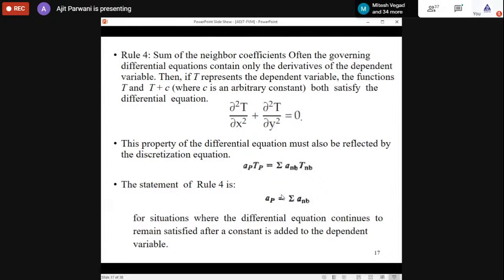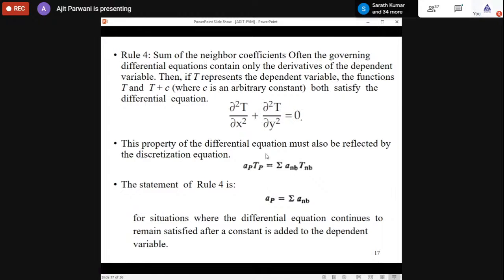This is the rule because, suppose this is our differential equation, the two-dimensional conduction equation, and this is the discretized form of this equation. So this is a differential equation, and we are discretizing it into this form: APTP is equal to the summation of ANBTNB, because there is no source term present here, so there is no SP term. Now, this discretized equation is equivalent to this partial derivative differential equation, it is the representation of this analytical equation. This is a numerical equation and this is an analytical equation.